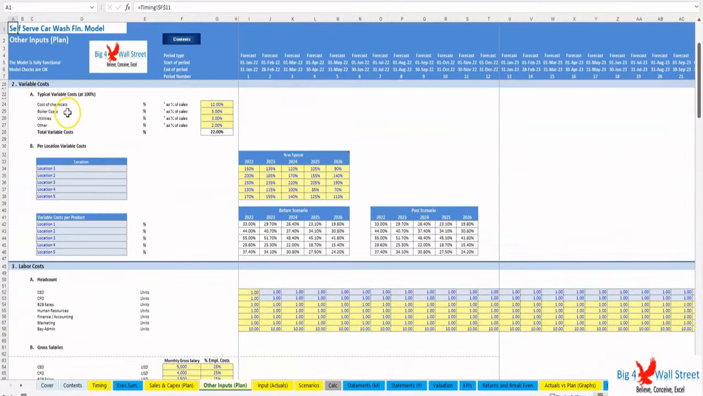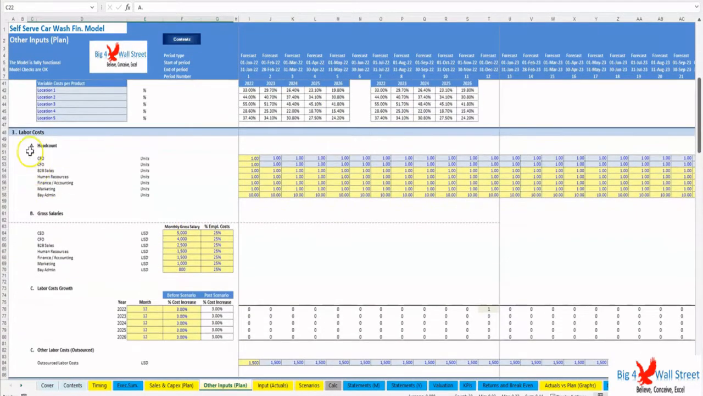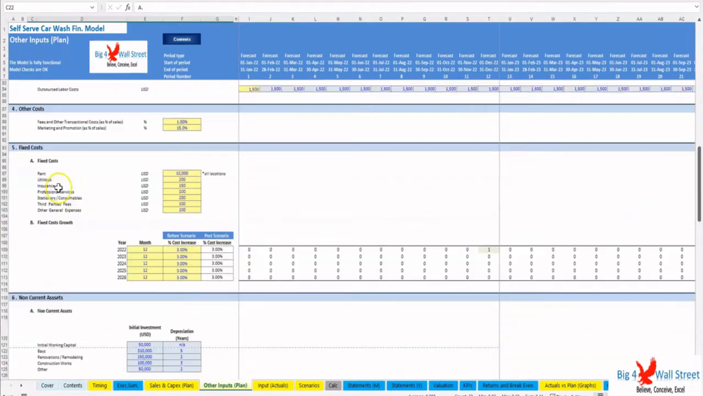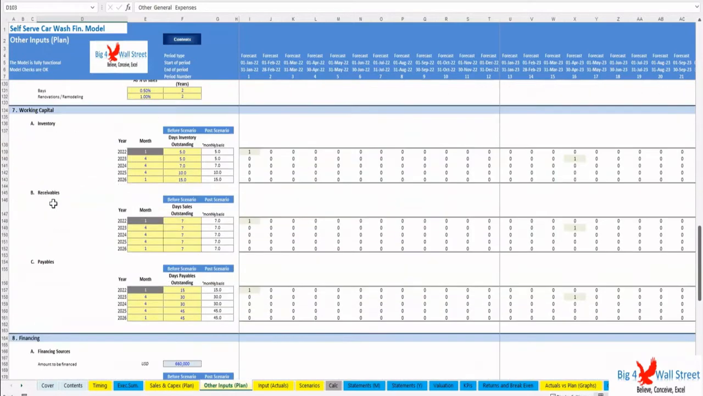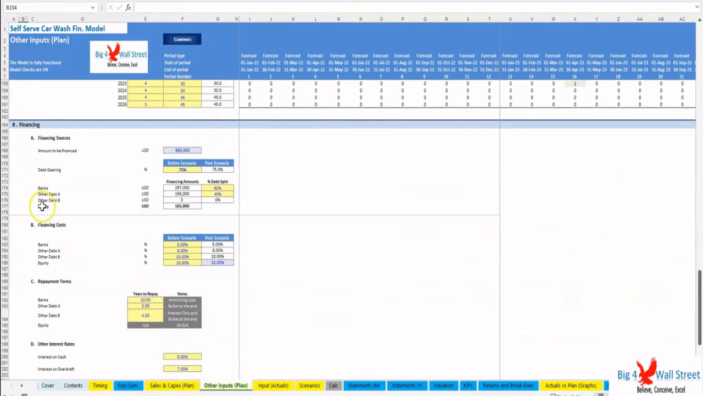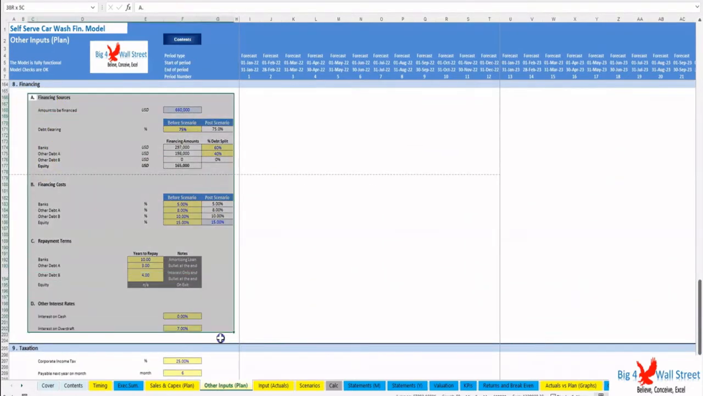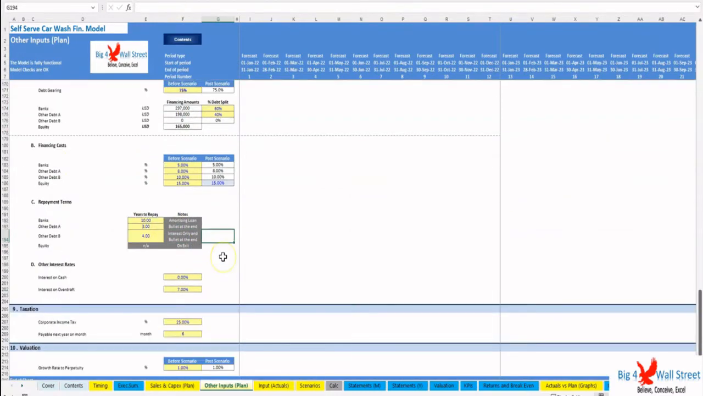In the Other Inputs plan, the user needs to set the variable costs, labor costs, headcount per month and their salary costs, other costs, fixed costs, such as rent, utilities, insurance, professional services, stationery, consumables, third-party fees, as well as working capital, inventory, receivables, payables, financing, debt gearing, financing costs, repayment years. The financing options for the project include equity funding from investors and debt financing, amortizing, bullet, or interest only. Afterwards, the user can set the taxation and valuation assumptions.